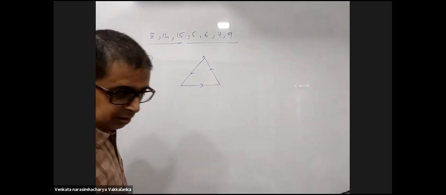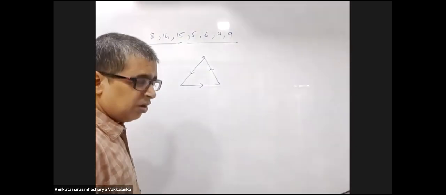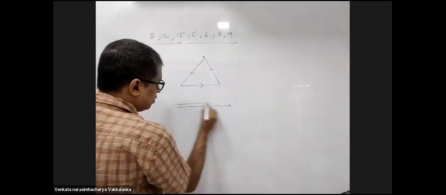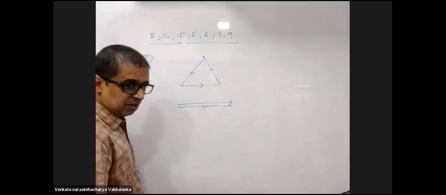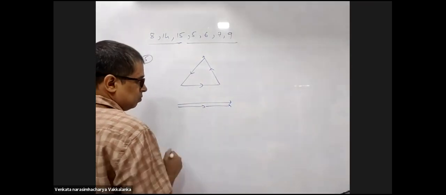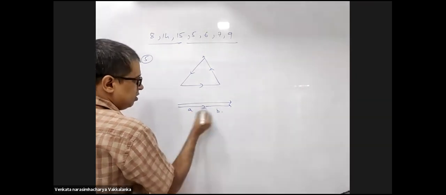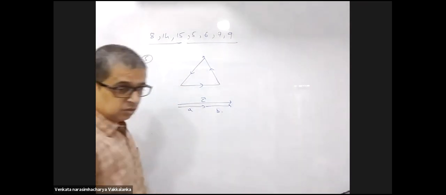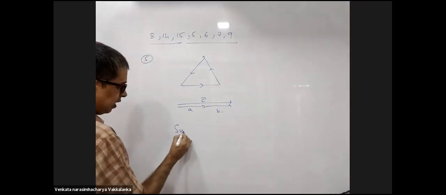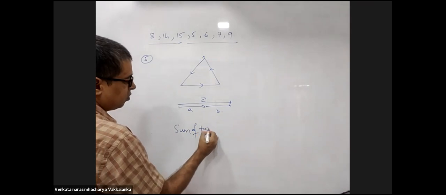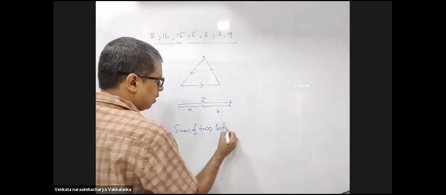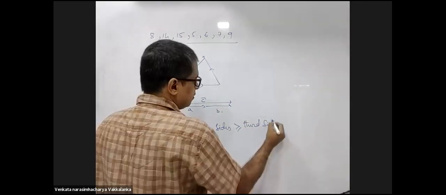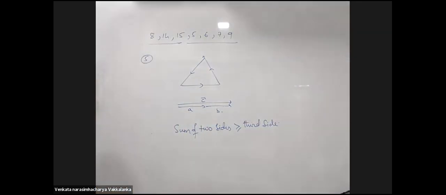Sir, greater or equal to, right? Greater than or equal to will be in the same line. If two vectors' sum is equal to the third side, then the resultant can become 0. A and B, sum of two vectors, if it is equal to the third side, then the resultant can be 0. So sum of two sides should be greater than or equal to the third side. Then the resultant can be 0.